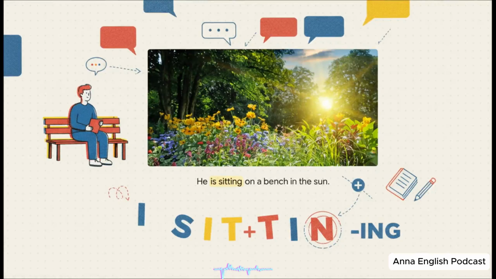All right, let's do one more. Our subject is he. The verb is, the action is sit. Now, wait, remember that little spelling rule we just talked about? We have to double that T, so we get he is sitting. You are really getting this. It's just about putting those three simple pieces together.